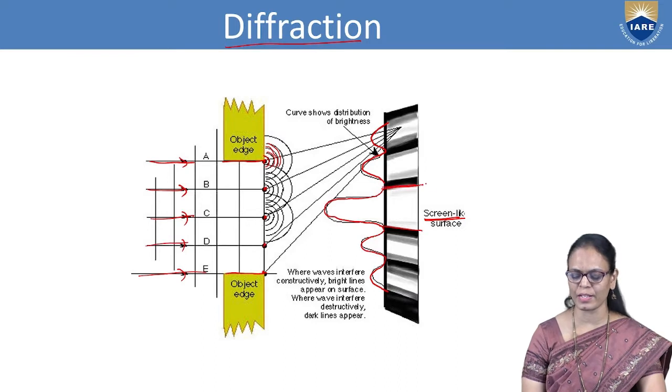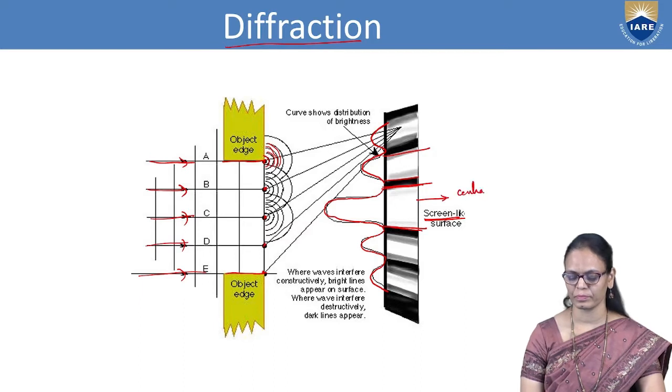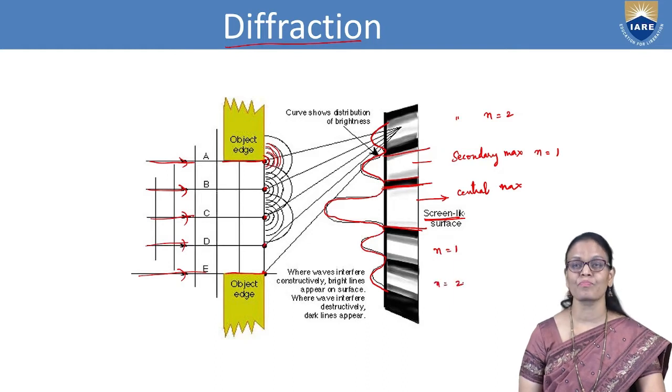So you have a central maxima which is bright. Then there is a dark band, again a bright one. If this is the central maxima, this is the secondary maxima, the first secondary maxima, n is equal to 1. This is also a secondary maxima, n is equal to 2. So on either side you have n is equal to 1 and n is equal to 2. So what you are seeing here is a diffraction pattern.